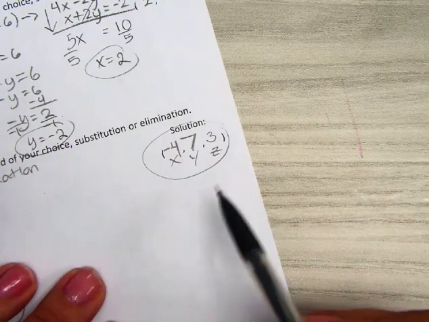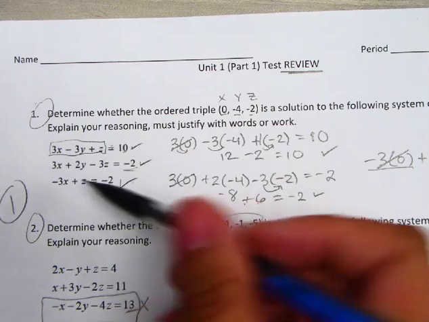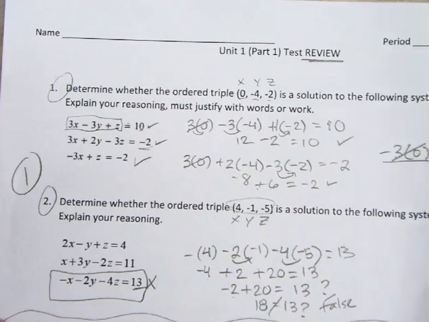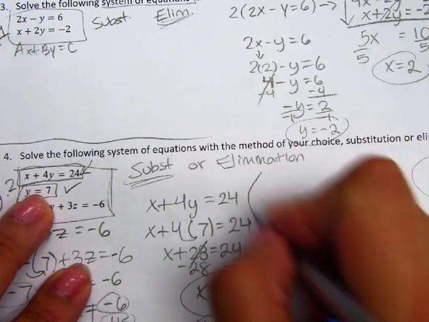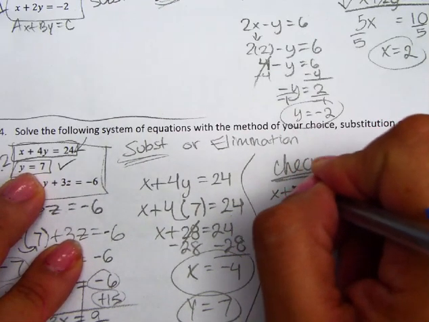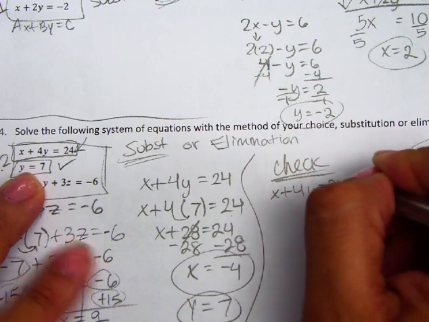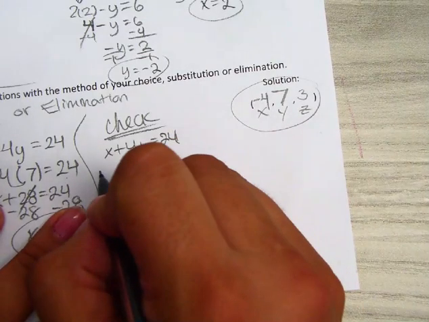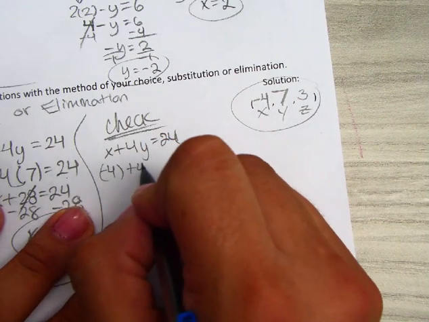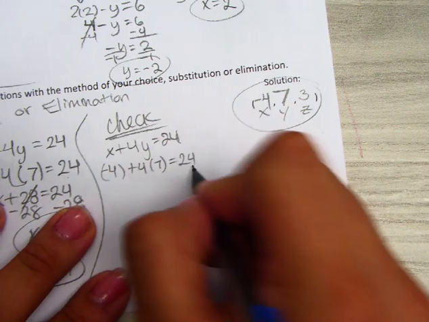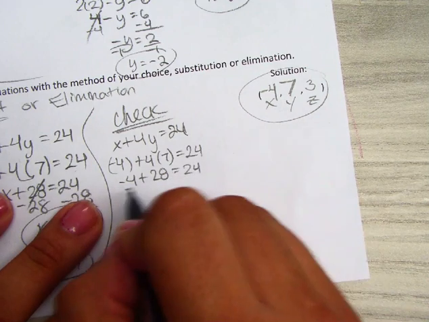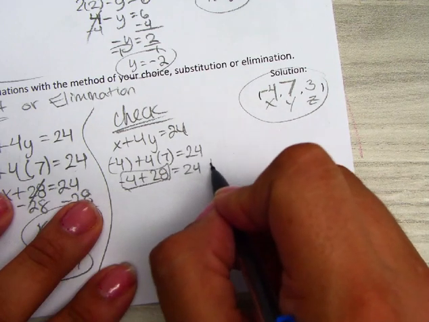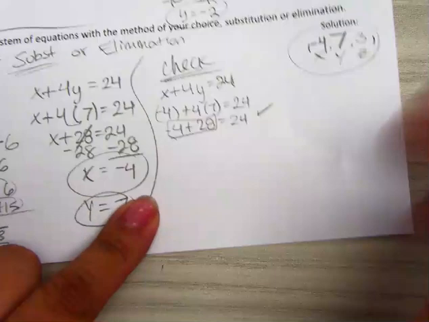And you can always check if your solutions are correct by plugging them in like we did right here, number 1 and number 2. If they are correct, then all 3 should be true. So for example, the first equation, so this is where we're going to check. The first equation is x plus 4y equals 24. So we're just going to plug in the x, negative 4, plus 4 times 7, and it should equal 24. So negative 4 plus 28 should equal 24. And that is positive 24. So that works. So now let's check the next one.